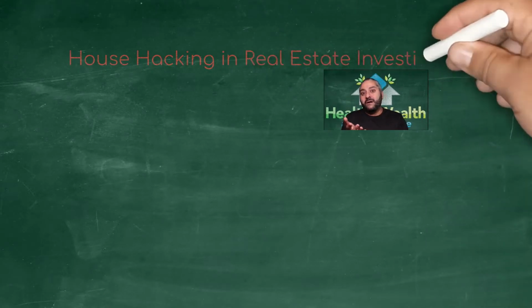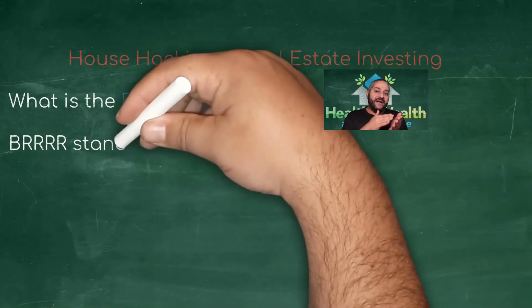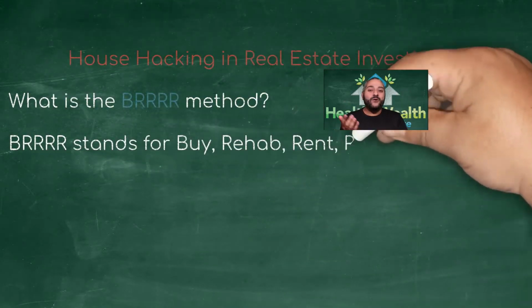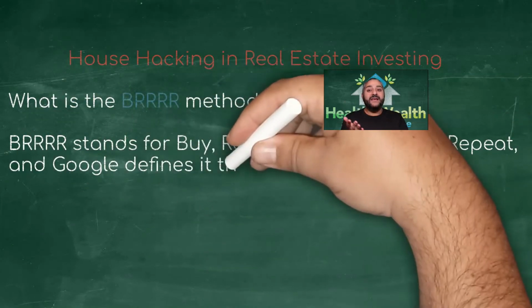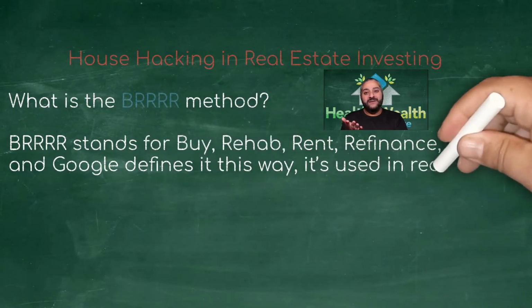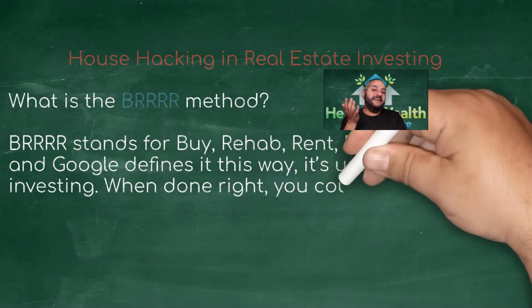What is the BRR method? BRR stands for buy, rehab, rent, refinance, repeat. And Google defines it this way. It's used in real estate investing. When done right, you could earn a hefty return on your rental estate investment within a few short months, helping you quickly build up a decent passive income.